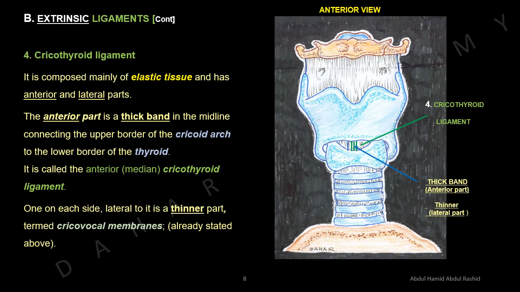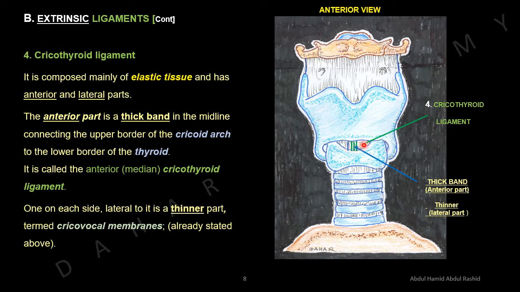B. Extrinsic ligaments, continuation. Let's see the diagram. This is the anterior view of the larynx. This is thyroid cartilage. This is cricoid cartilage. This is the inferior border of the thyroid cartilage. This is the superior border of the cricoid cartilage. There's a gap between these two borders.